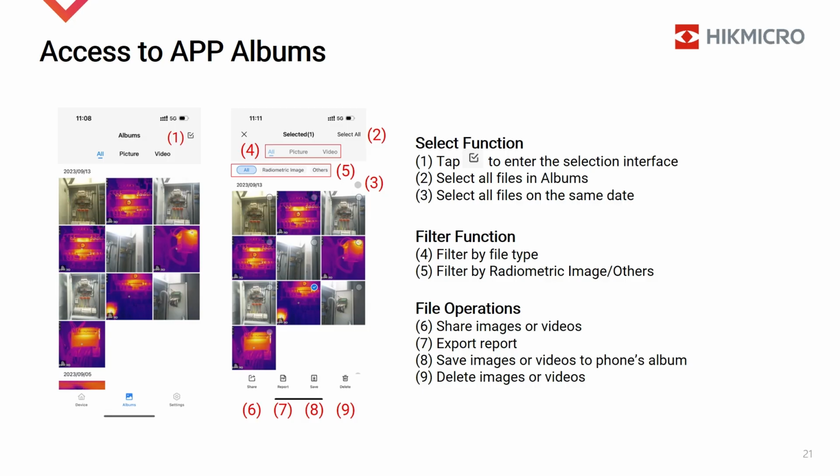Number 8. The Save key is to save the selected images or videos to the mobile device's albums. Number 9. The Delete key is the option to delete unwanted images or videos.